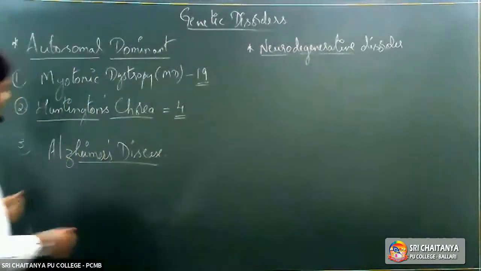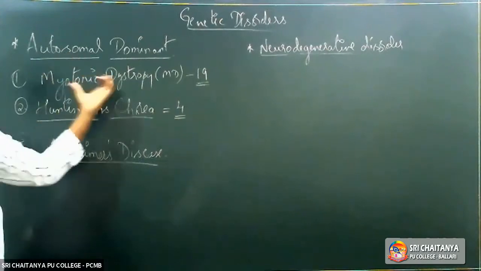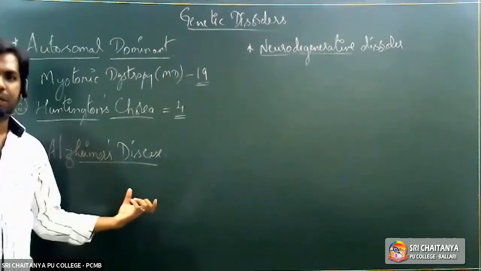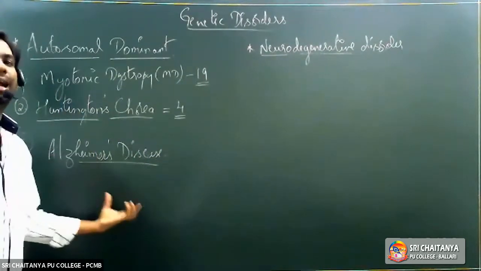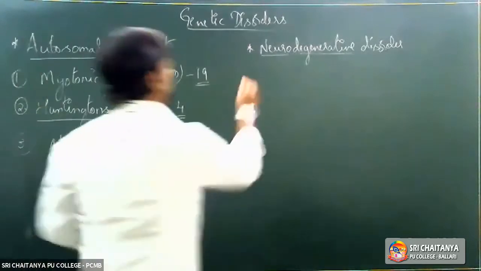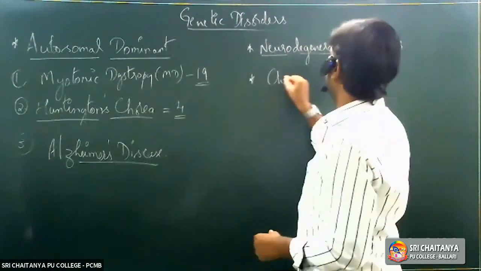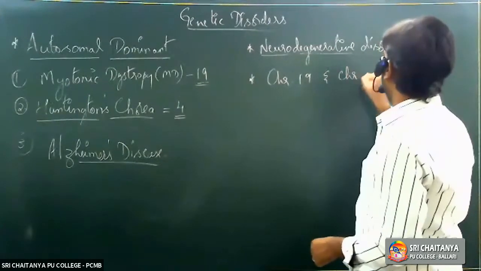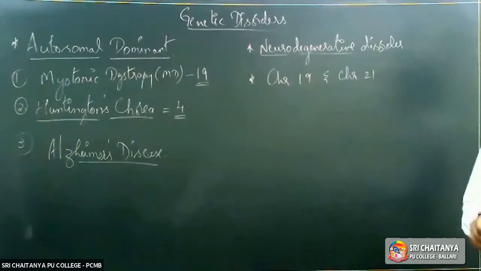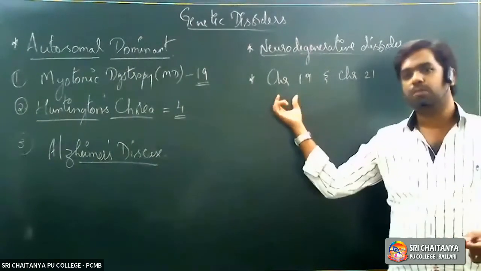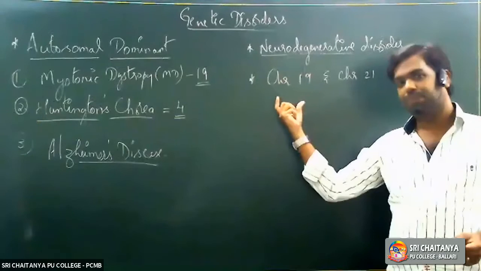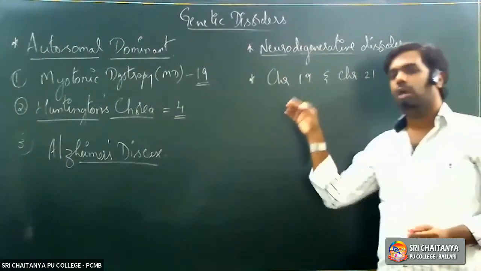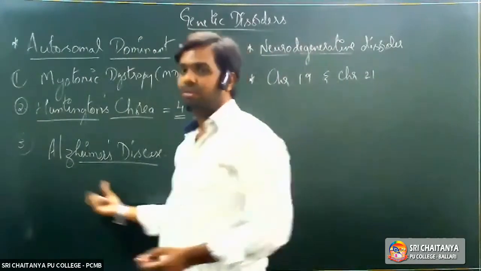Now this Alzheimer's disease is also because of an autosomal dominant mutation. There is a mutation in the gene. There are actually two genes involved in Alzheimer's disease. One gene is located on chromosome number 19, and the other gene is located on chromosome number 21. So mutation in both the genes, one on chromosome number 19 and the second on chromosome number 21, would lead to this disorder called Alzheimer's disorder.